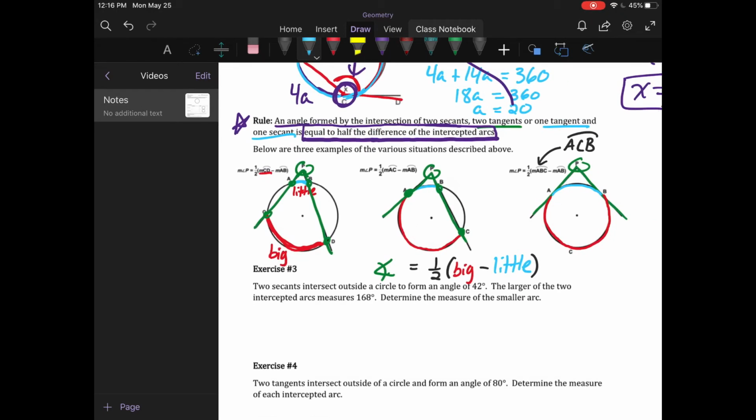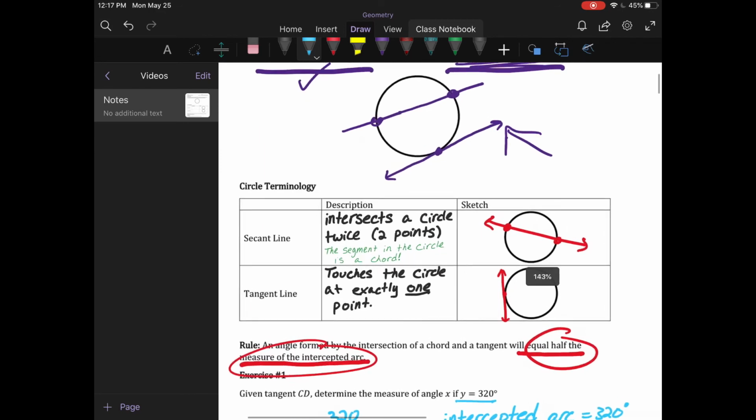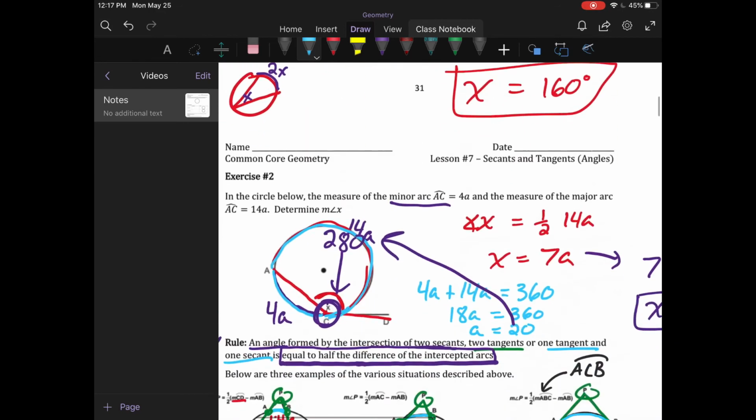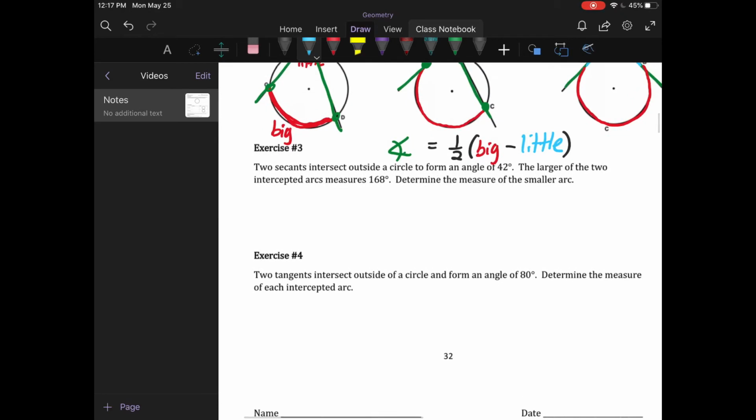And I've color coded it. So the angle is the green part that I have on the outside. The big arc is the one that's furthest away from the angle. And then the little arc is the one that's closer. And you need to know the vocab words from up here, secant and tangent, because sometimes they don't give you the picture. Like exercise 3, we don't have a picture there.